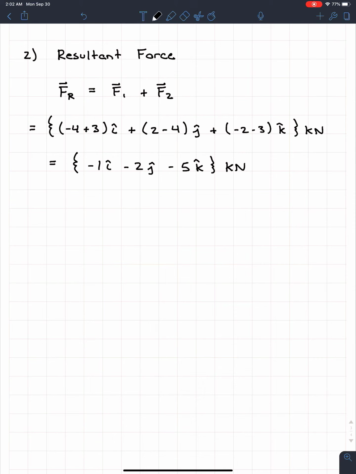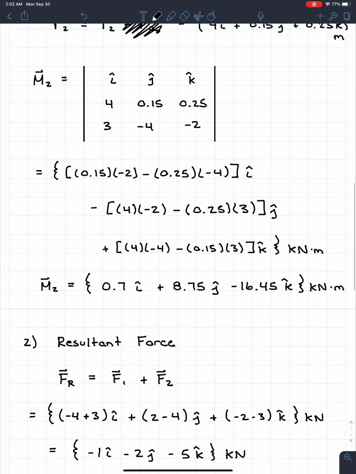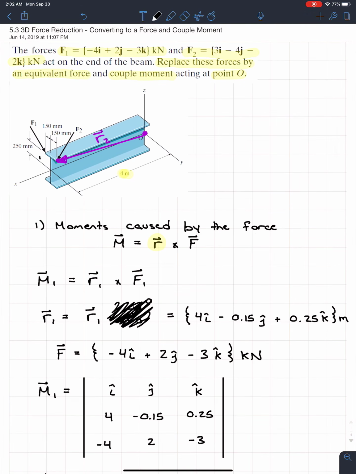So if we're looking at point O right now, this is the force we're going to put on it. When the question asks us for the equivalent force, that's our resultant force right there. So we can just put a little check mark next to that because we just figured that out. So that was actually not too bad.